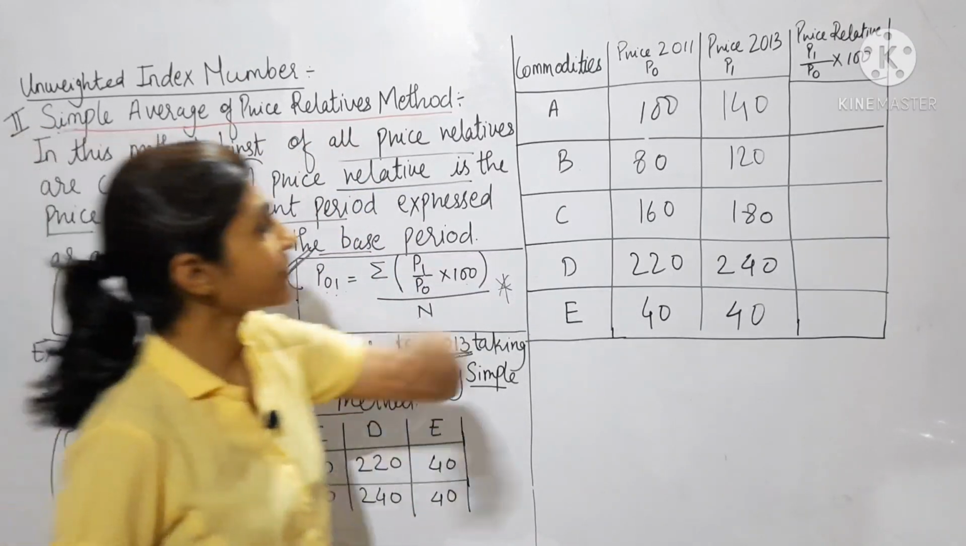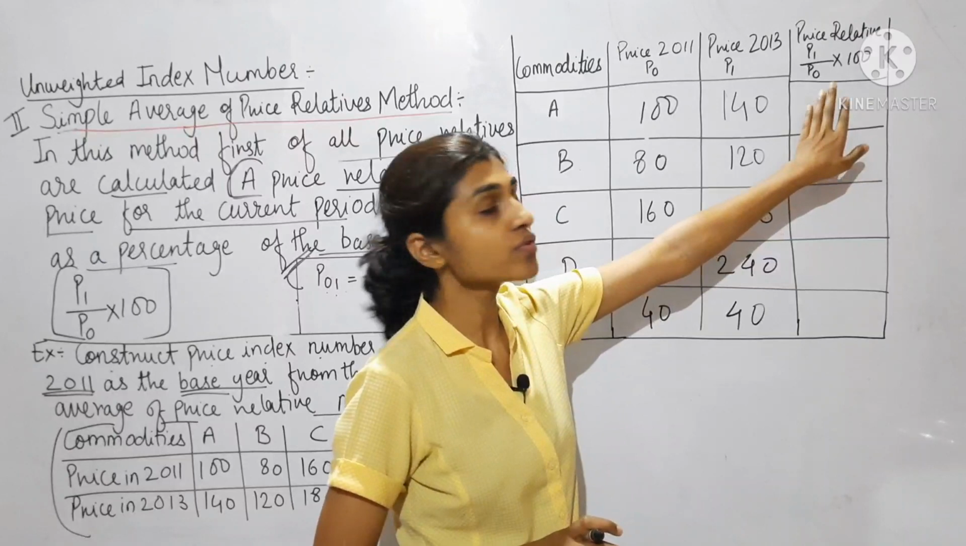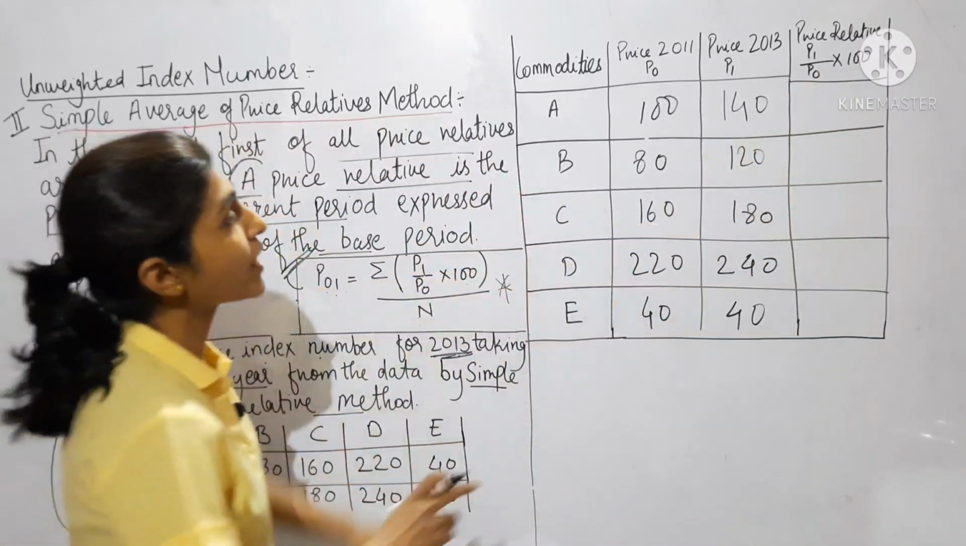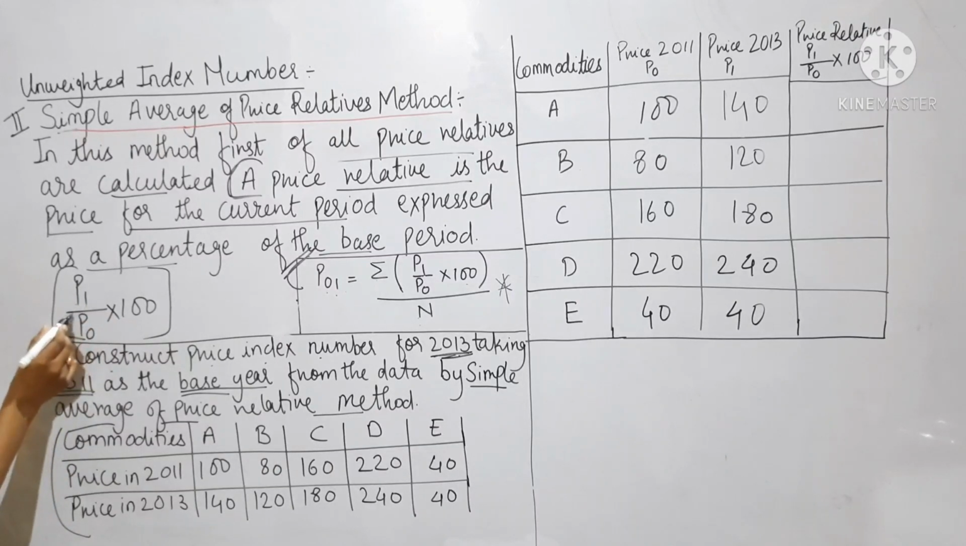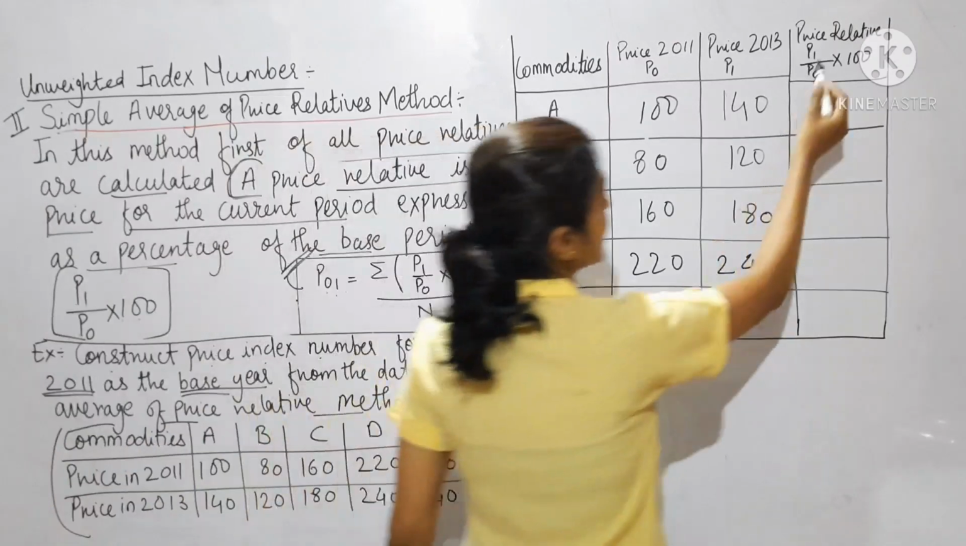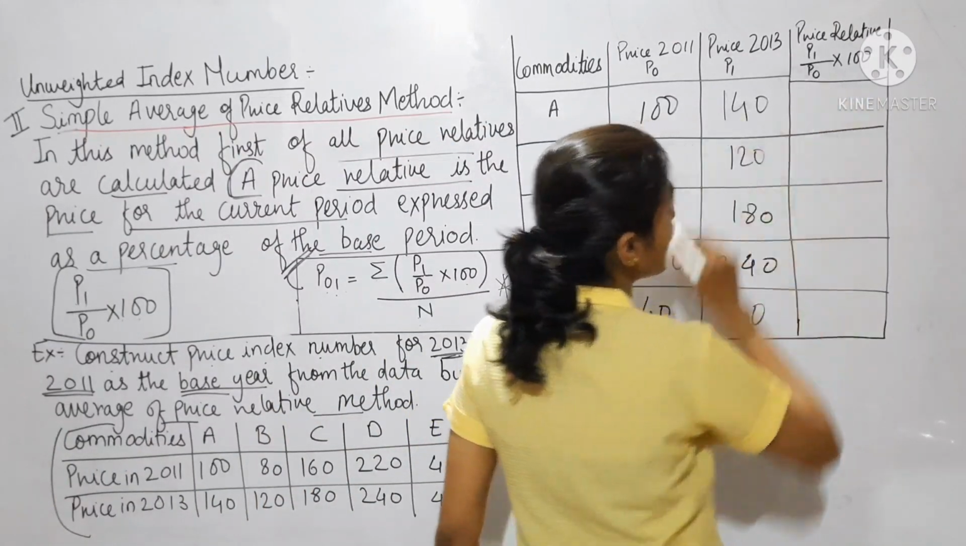Okay, price relative. Next row is of price relative. Now how to find price relative? Price relative formula is here, P1 divided by P0 multiplied by 100. Okay, so P1 divided by P0 multiplied by 100.